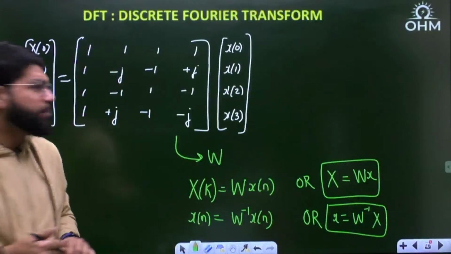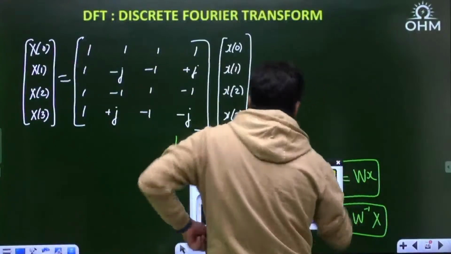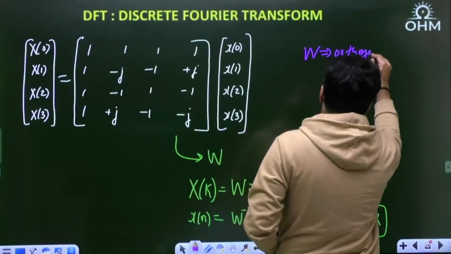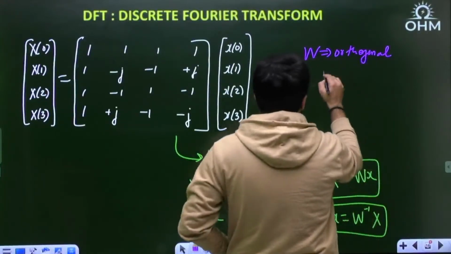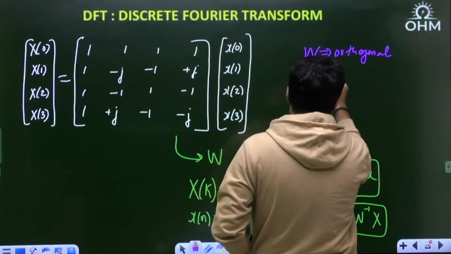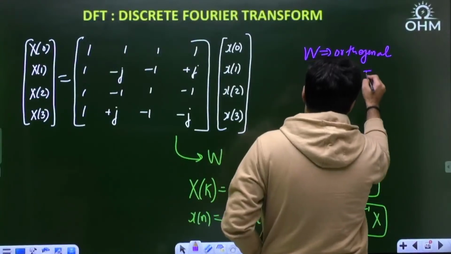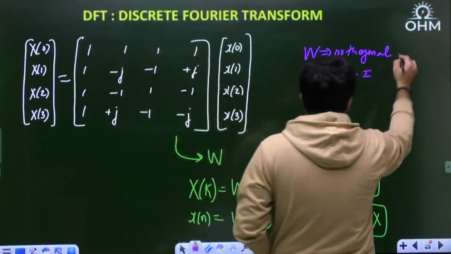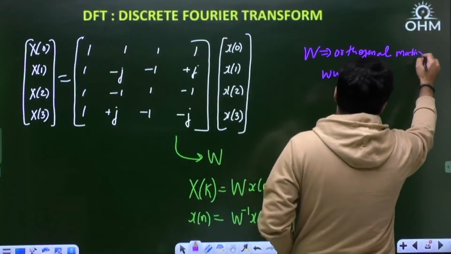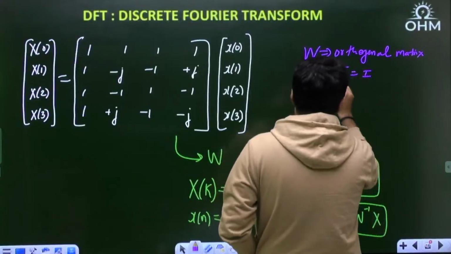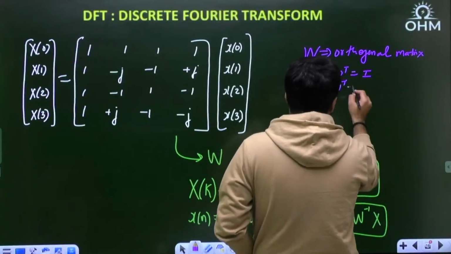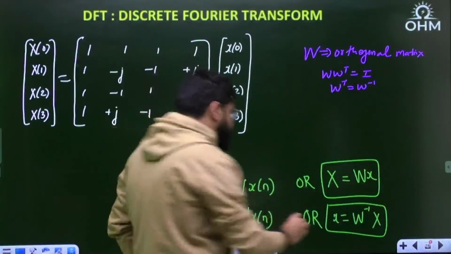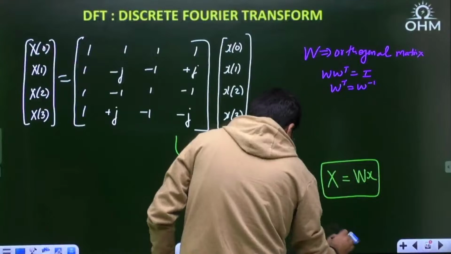Let me tell you one direct property: this matrix W is orthogonal in nature. What is an orthogonal matrix? It satisfies the property W into W transpose equal to identity. If W into W transpose is identity, you can shift W to the other side, so W transpose is W inverse, or the inverse of the matrix equals the transpose of the matrix. That means this calculation is now simple.